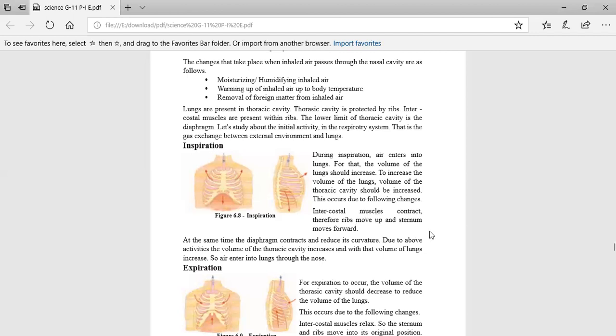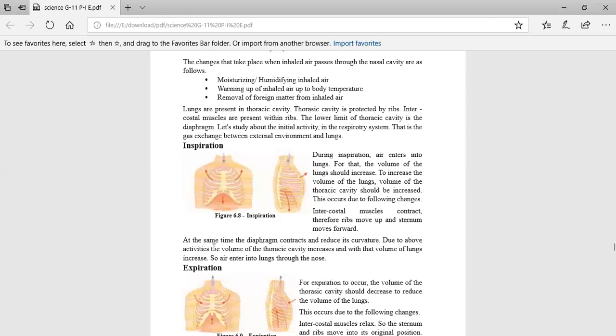The intercostal muscles contract and increase the size. The rib cage and sternum move upward, and the volume is increased.